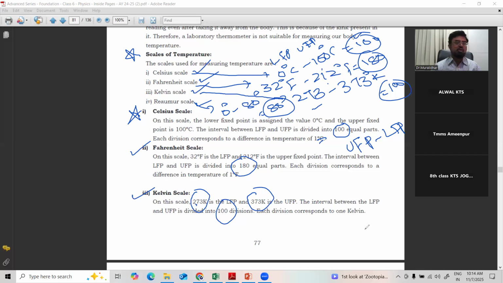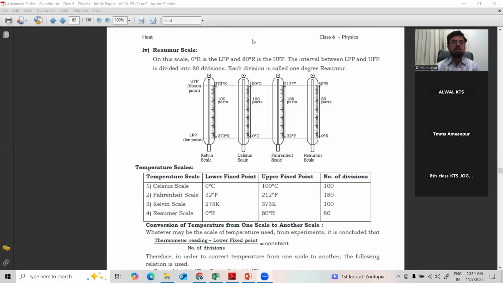Right. Then when you move to the next, you can find the Reaumur scale also. We can see here all the table is given here. Reaumur starts with 0°R to 80°R. 80 minus 0 is 80, the number of divisions. See, all scales are given: Celsius, Fahrenheit, Kelvin, and Reaumur.